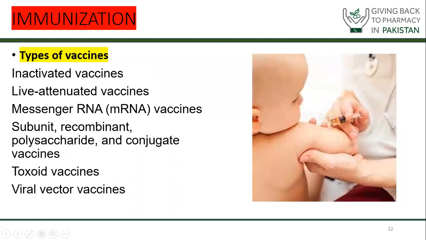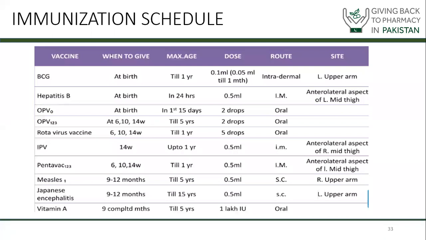Okay, so now let's discuss immunization. There are many different types of vaccines available, including inactivated vaccine, live attenuated vaccine, messenger RNA vaccine, recombinant vaccine, toxoid vaccine, and viral vector vaccines. Now the schedule of immunization in neonates. Basically, in Pakistan or in developing countries, neonates are given 3 vaccines at birth: BCG, hepatitis B, and oral polio vaccine.